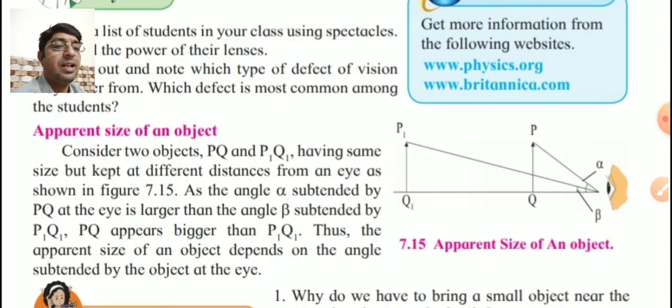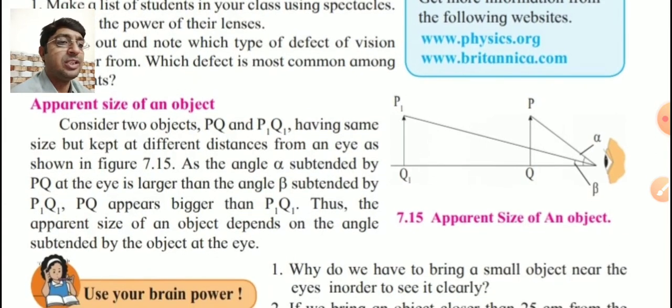As the angle alpha subtended by PQ at the eye is larger than the angle beta subtended by P1Q1, PQ appears bigger than P1Q1. Thus, the apparent size of an object depends on the angle subtended by the object at the eye. If the angle is greater, the object looks bigger in size, and if the angle subtended at our eye is smaller, the object is observed smaller in size.